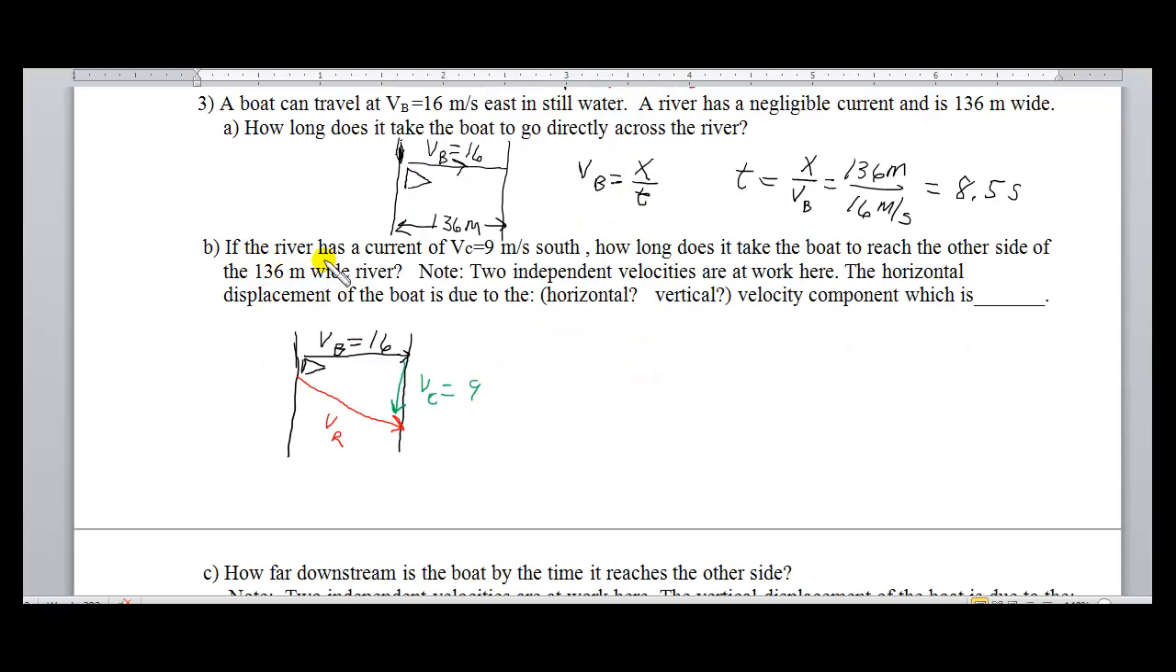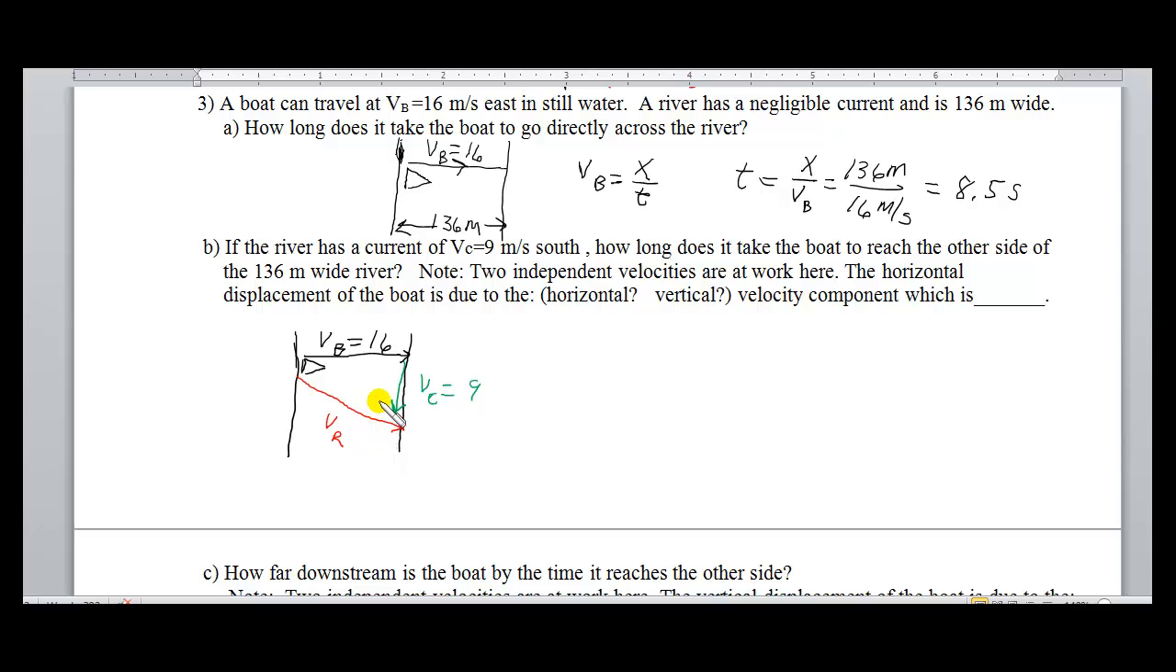Now, if the river has a current of 9 meters per second south, how long does it take the boat to reach the other side of this river, which is still 136 meters wide? In other words, here's one riverbank, and the water is here, and here's the other riverbank. My boat is moving this direction, trying to go across the river at 16 meters per second, but there's a current acting downwards at 9 meters per second. So as you know, our boat here would actually travel this diagonal path and have some resultant velocity.